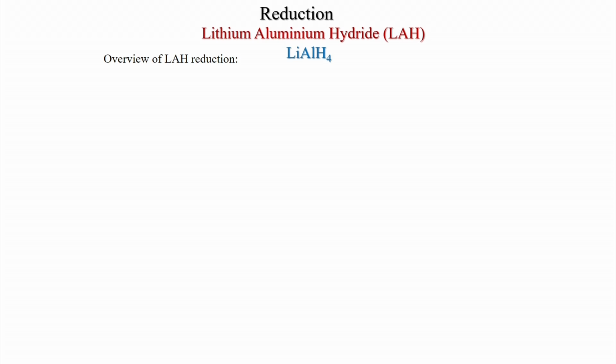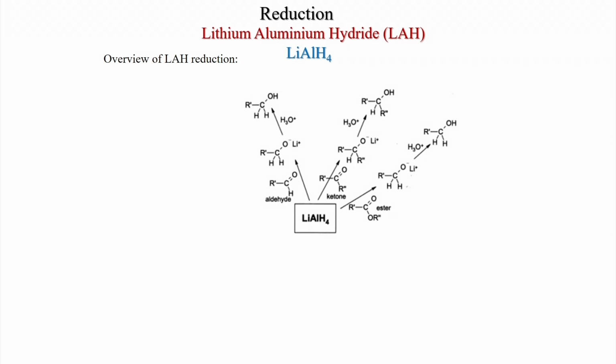Overview of LAH reduction. LAH can reduce various carbonyl groups. Here aldehyde is used, here ketone, here ester. The aldehyde goes first to the alkoxide, then the proton source comes, and you get the alcohol. Similarly, with ketone, you get the alkoxide, and now the proton source comes, and you get the alcohol. In the ester case, this group will eliminate, you get an alkoxide after elimination and reduction, and then again the proton source, you get the alcohol. So, aldehyde, ketone, ester, in all cases you get alcohol.